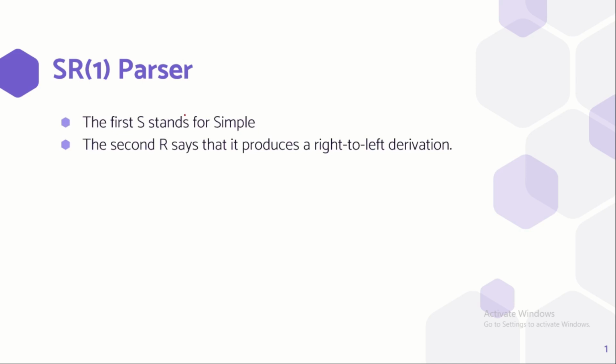SLR Parser. SLR Parser is an example of a bottom-up parser. Here S stands for simple, and R stands for right-to-left derivation. That means that it would complete the right subtree first, then it would move to the left subtree while deriving or parsing any tokens. And 1 here states that it has one lookahead. That means that it would only parse one token at a time.